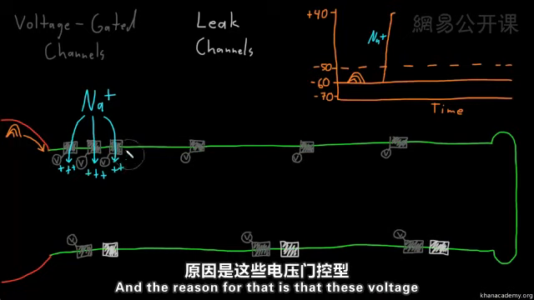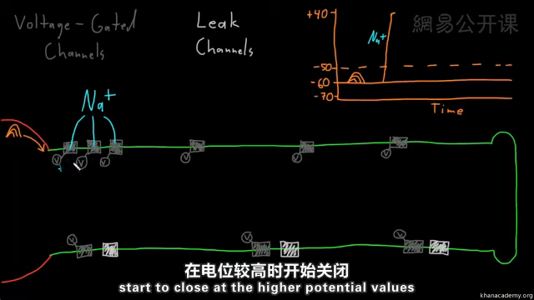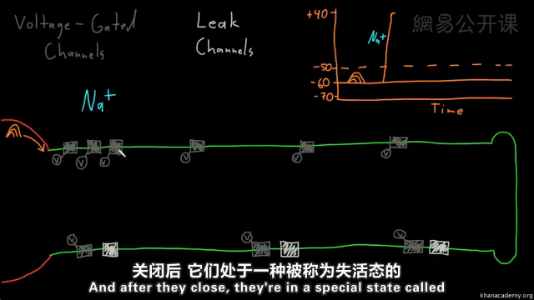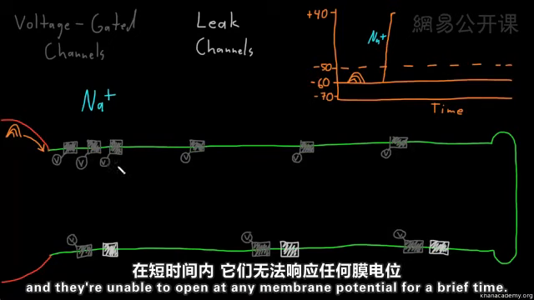And the reason for that is that these voltage-gated sodium channels automatically start to close at the higher potential values, so that sodium stops flowing into the neuron. And after they close, they're in a special state called the inactivated state, and they're unable to open at any membrane potential for a brief time.